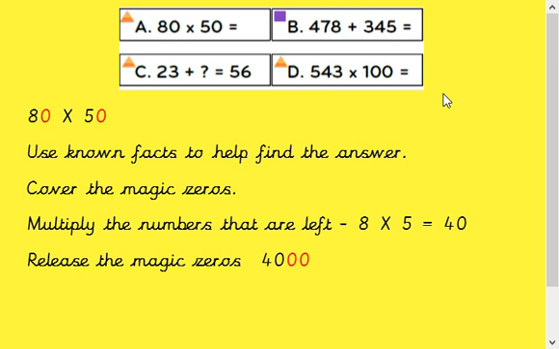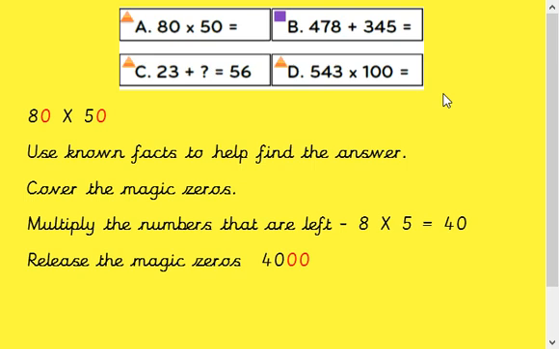Okay, the first question, 80 times 50. It's about using known facts, known multiplication facts to help you find your answer. Most of us will be able to cope with the known fact in this question. What I'm going to ask you to do, if it was me, I'd be thinking about magic zeros. I've always taught about magic zeros over the years. What I would want you to do with your fingers, I would want you to put your fingers over the zeros. Imagine that those zeros are now being held prisoner by your fingers. They're desperate to get out.